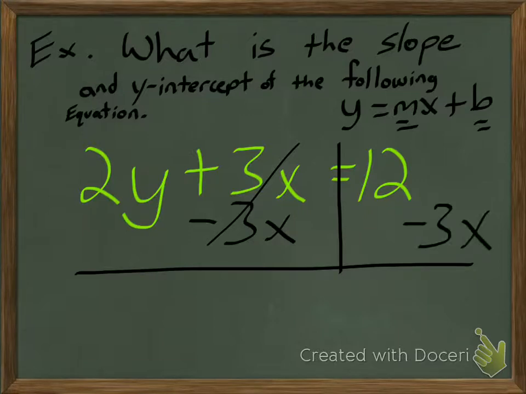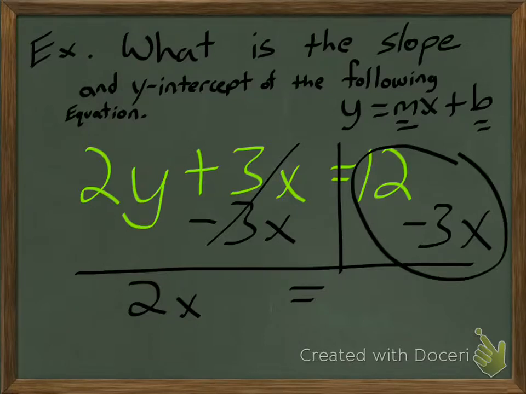So I get 2y equals, now on this side I can't put these two together because they're not like terms. One has an x and one doesn't. So I'm just going to rewrite them. Negative 3x plus 12.